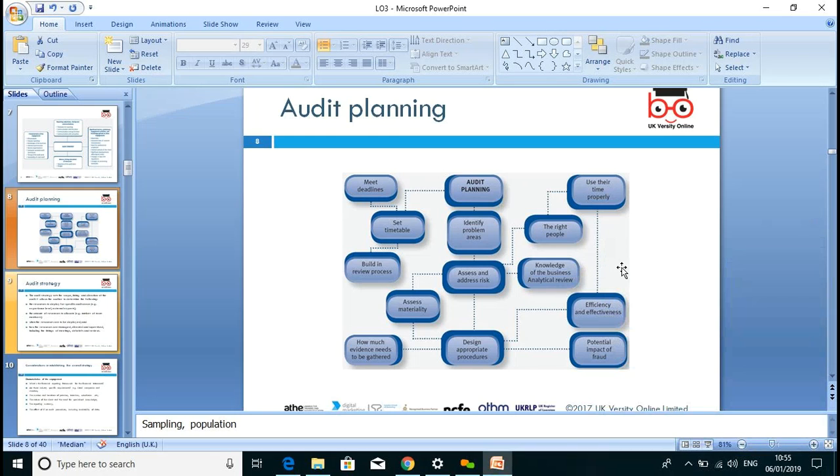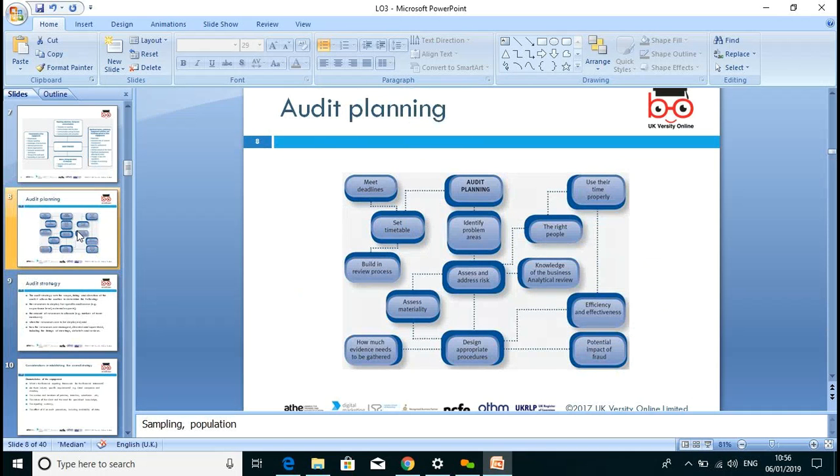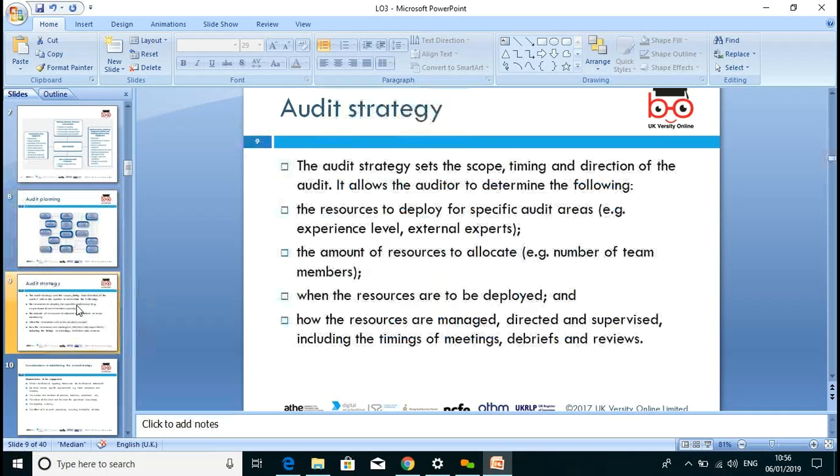We need to look at knowledge of the business, analytical review, efficiency and effectiveness: how we can make the organization effective in meeting the benchmark, and efficient, working outstandingly above the benchmark. So these all come in. Any question there? Are we fine with this?